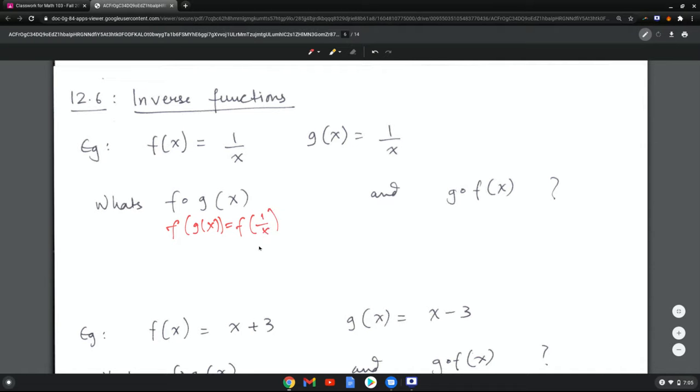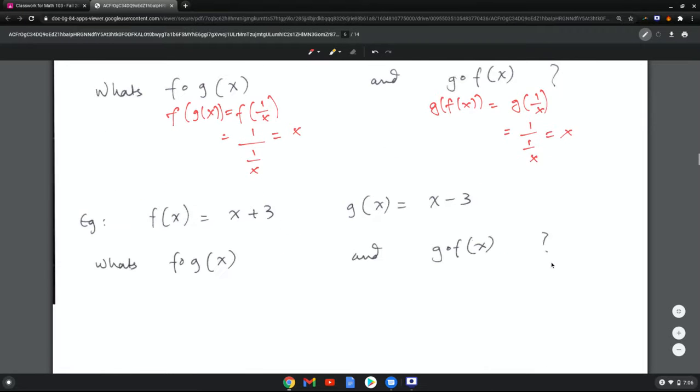It's f of 1 over x, which is 1 over 1 over x, which is x. Similarly, g of f of x is g of 1 over x, which also is 1 over 1 over x, which is x.